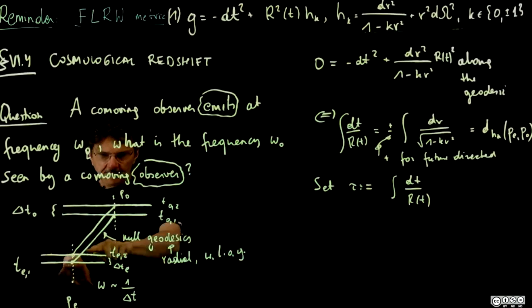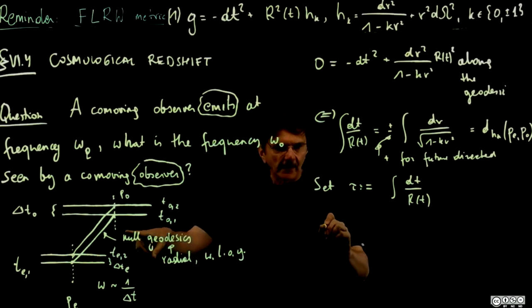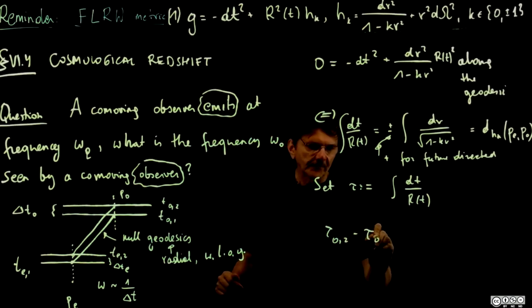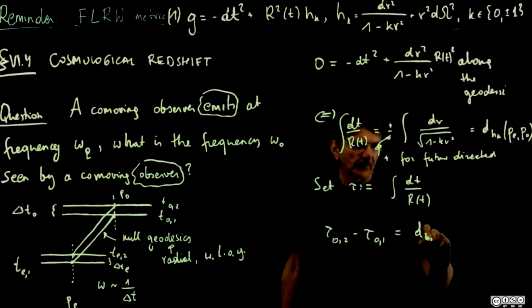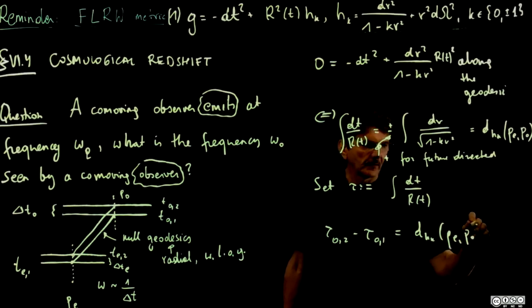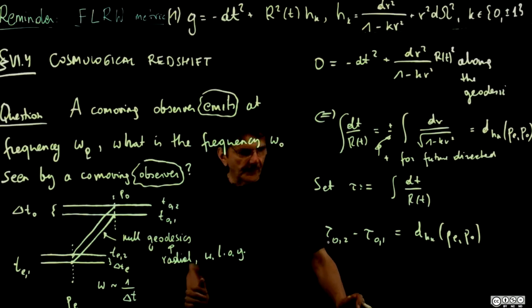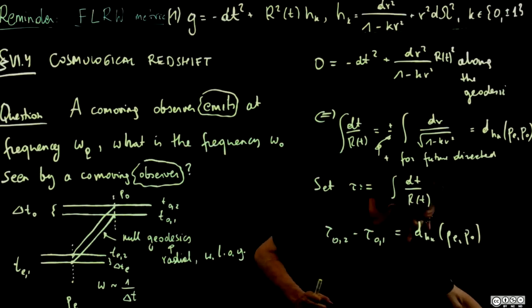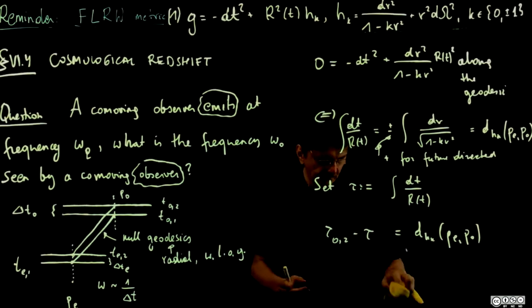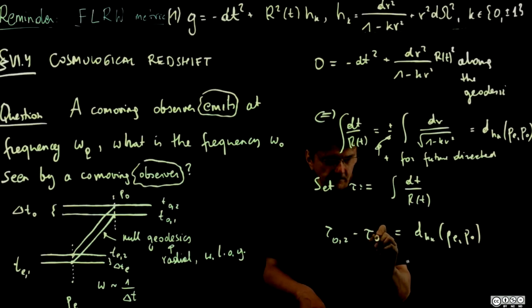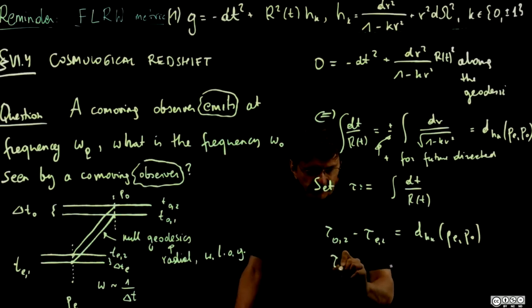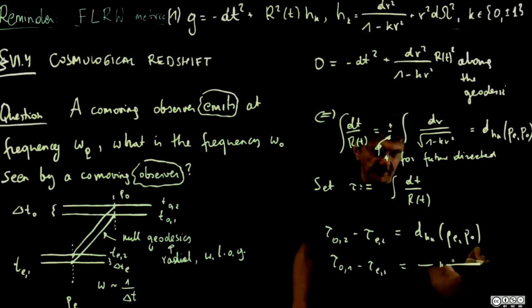And now if we look at this first geodesic, then from this equation we're going to get that tau of observation two minus tau of observation one is the distance between these two points, P emitter, P observer. And if we look at the first one, we get observation two and emission two, of course. And so this is along this geodesic, and on the lower one we get T observation one minus T emission one is again the same distance.